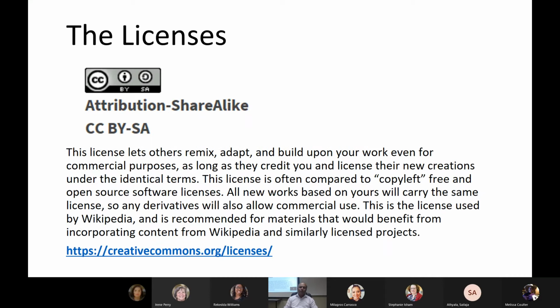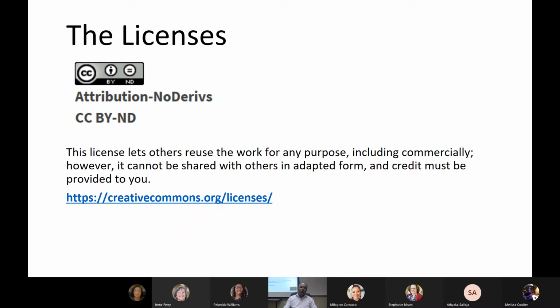The second one, if you see CC BY-SA, stands for share alike. This license lets others remix, adapt, and build upon your work even for commercial purposes. So even if you use these materials for commercial purposes, it is allowed, as long as they credit you and license their new creation under identical terms. There are a few other licenses, such as ND, no derivatives.